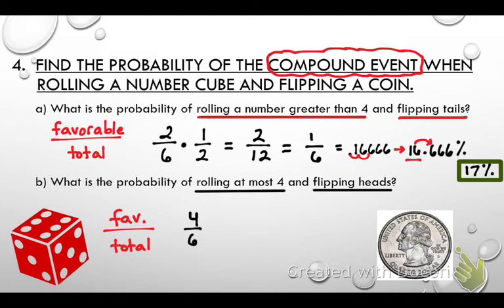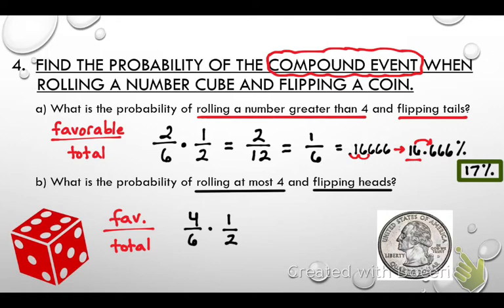Let's look at the flipping heads. How many heads are on a coin? 1. How many total sides are on a coin? There are 2. So I have a 1 out of 2 chance, a 50-50 chance of flipping heads. What should I do with those 2 fractions? Multiply them together. The fundamental counting principle tells me I can multiply them together to figure out my possible outcomes.